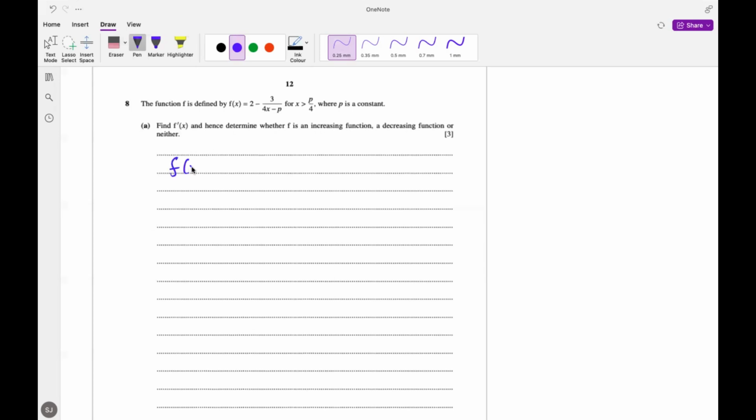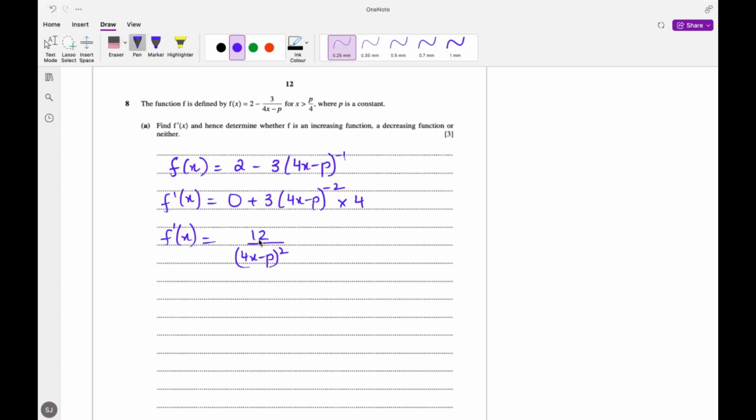In the first step, before differentiating, we'll bring the 4x minus p in the numerator. So this will become 2 minus 3 into 4x minus p to the power minus 1. Differentiating f of x, the derivative of 2 is 0. Minus 1 into minus 3 will become a plus 3 into 4x minus p. The power will decrease by 1 to make it a minus 2. And we also multiply by the derivative of 4x minus p, which is 4. Simplifying this will become 12 upon 4x minus p whole squared.